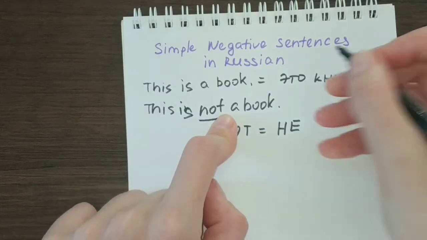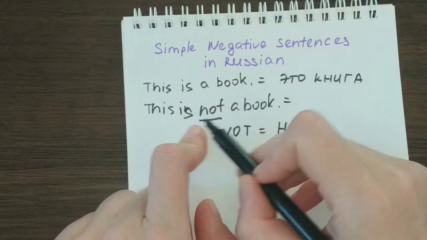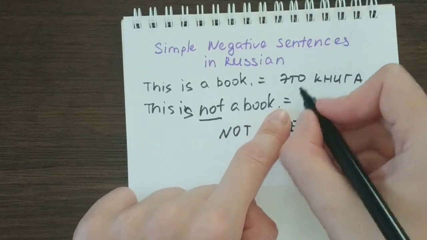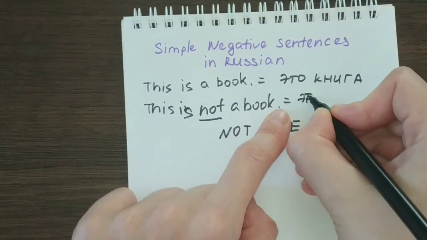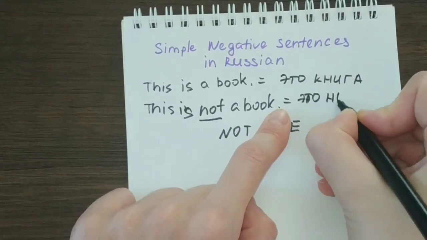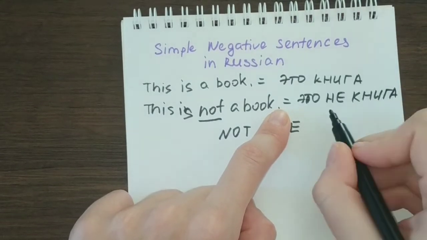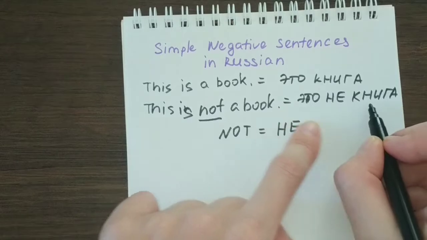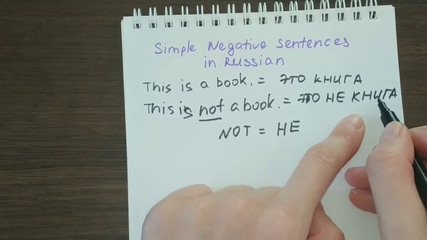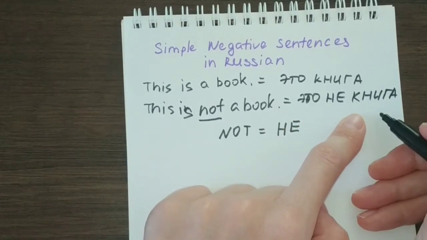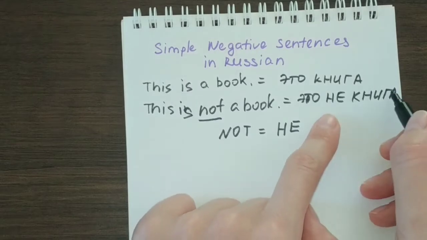So this sentence will be translated as это не книга. We're putting the не in front of книга, the noun, because we are negating that noun. So не книга. This is not a book.